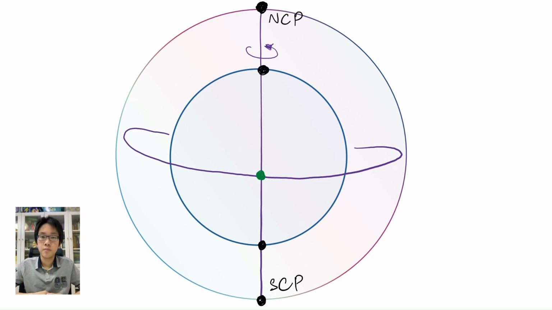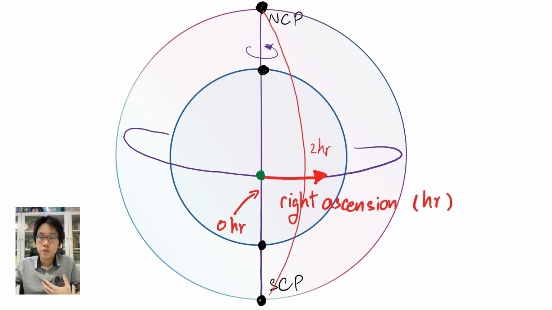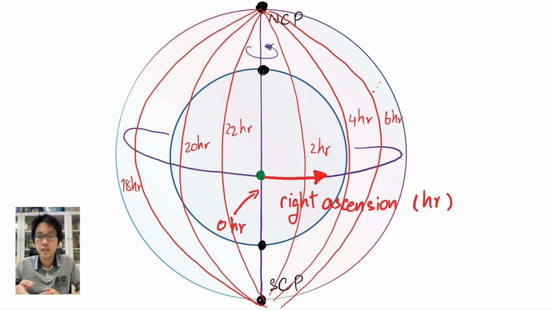So there are two values that astronomers want to consider. The first value is the right ascension, which has units in hours, and the starting point that astronomers count as 0 hours is at the reference point, the vernal equinox, right over here. And when it goes toward the right, it's going to be 2 hours, 4 hours, 6 hours, and up until 18 hours, 20 hours, and 22 hours, and back to 0 hours at the reference point.